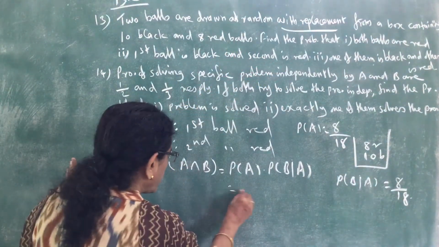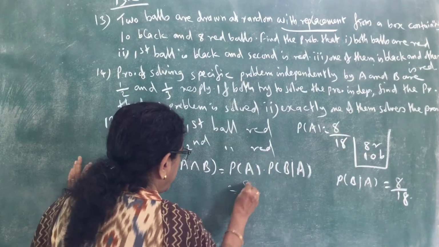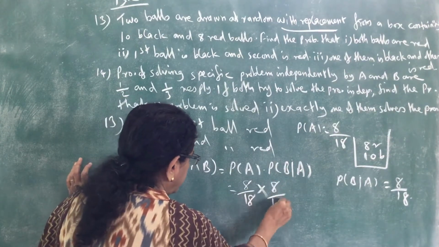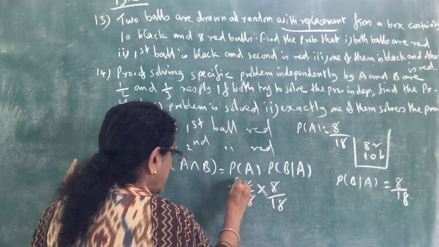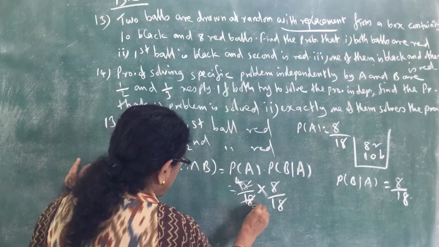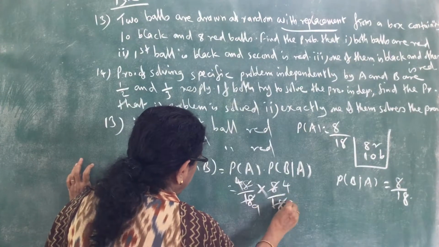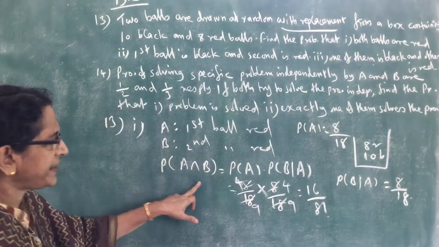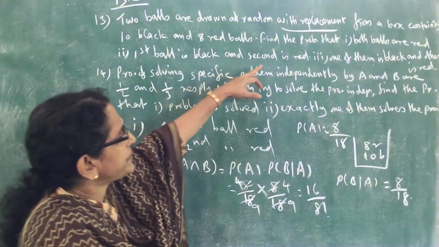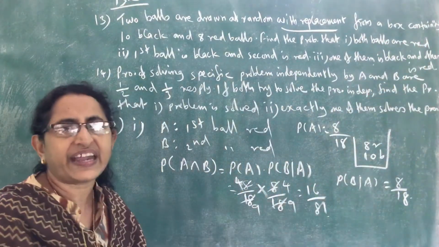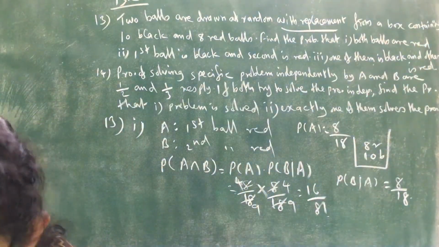So we can substitute the probability of A, that is 8 by 18, into the probability of B given A, 8 by 18. So here 4 by 9 into 4 by 9, that is 16 by 81. So the probability of A intersection B, that is the probability that both balls are red, equals 16 by 81. Write the answer in a sentence.